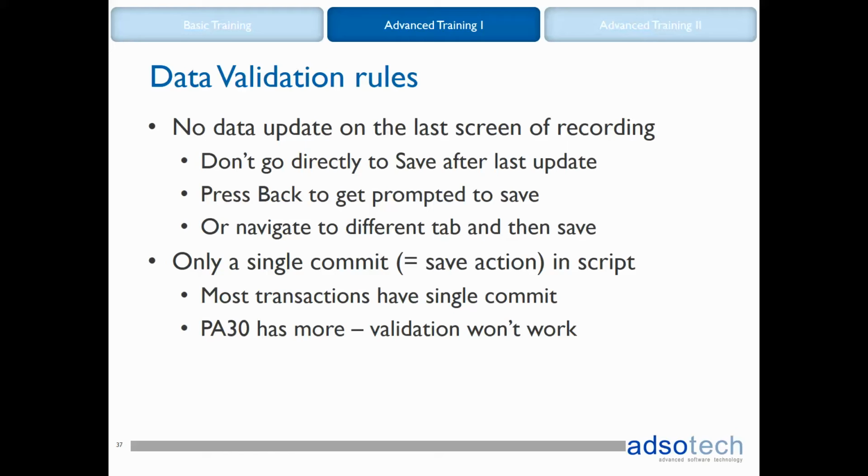Also, in order to use the validation feature, your script cannot have more than one commit code, that is, saving action. Most transactions in SAP have only one saving action at the end of the transaction, but some have more, and there's not much we can do about that, as it is built into the way that the transaction works. One such example is transaction PA30, where the data is separated into different info records, and each info record gets saved separately before you can move on to the next one.